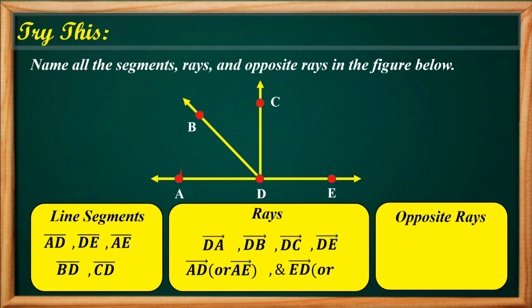Okay. Next, we have also from E to D or ray ED kasi papuntang left, or ray EA papunta ring left. Those are the rays. Then the opposite rays, we have the common endpoint which is point D, then DA and DE. Those are the rays. Okay. Alam na natin kung ano yung line segments, rays, and opposite rays.